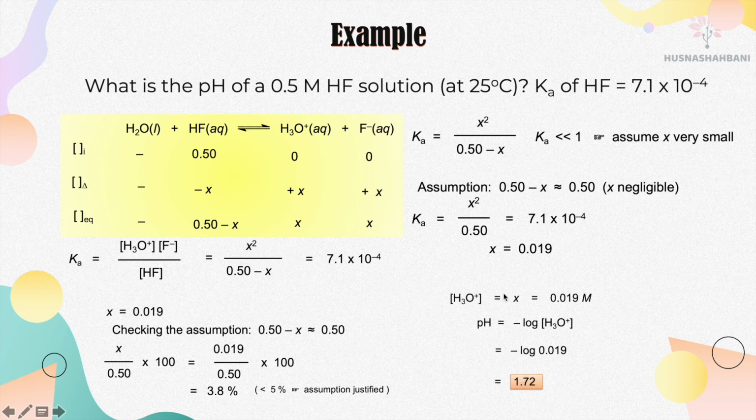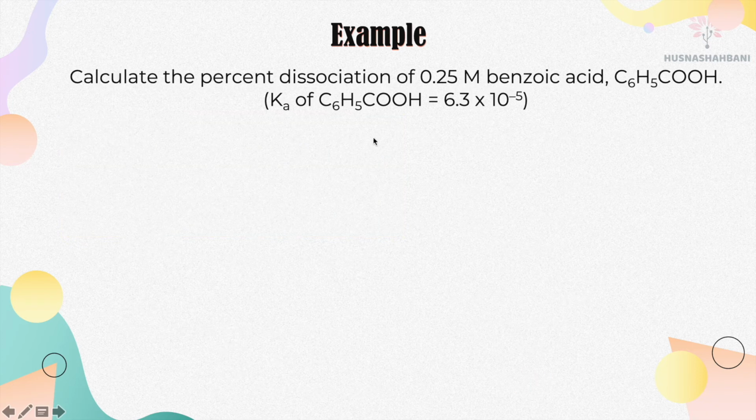Next, we know our x is 0.019 molar. That's the concentration of H3O+, because at equilibrium H3O+ is x. So pH equals negative log 0.019, and the pH is 1.72. This is the final answer.